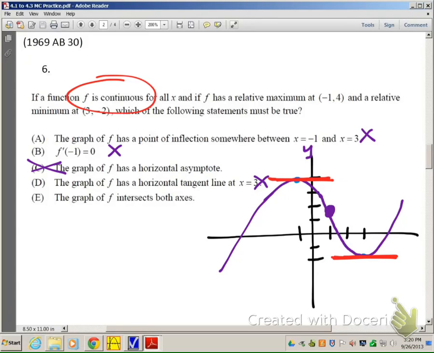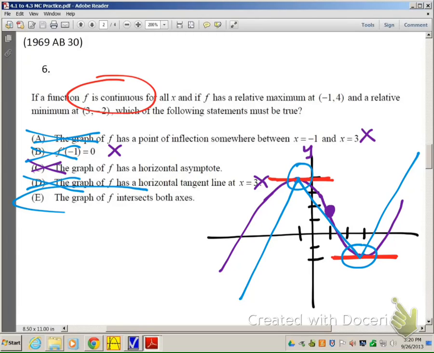Well, I'm going to show you. Okay, what if I drew a function that was not differentiable over the entire domain, but it still met the criteria that you had a max here at -1, 4 and a min here at 3, -2. So this certainly does, but there is no inflection point. There is no f prime of -1 equaling 0, and there's no horizontal tangent line at x equals 3 either. And so this graph does intersect both axes. It has to be continuous, and that the intermediate value theorem would guarantee.